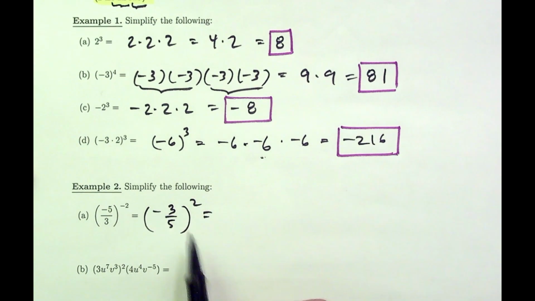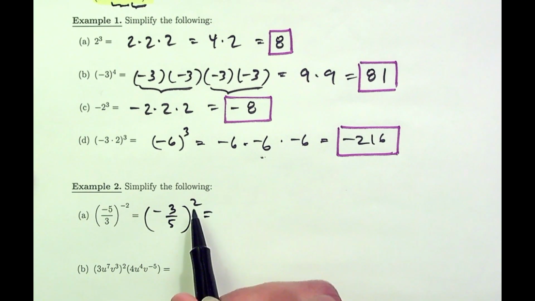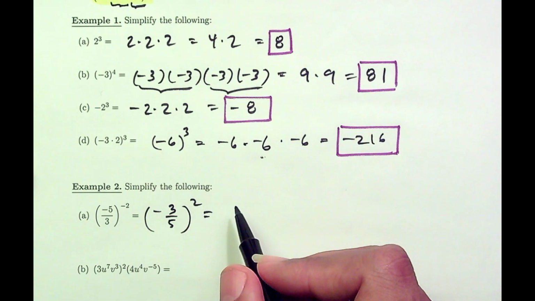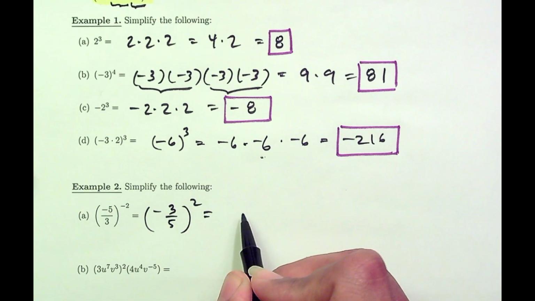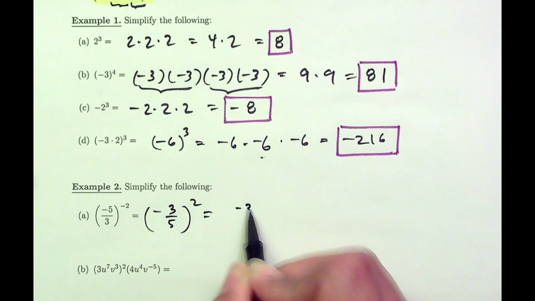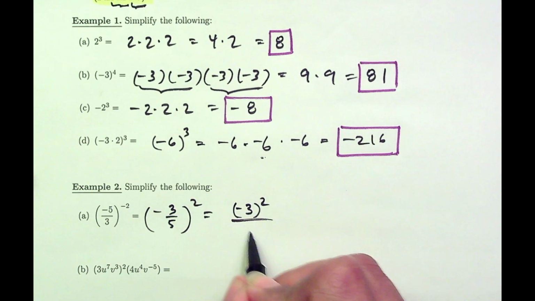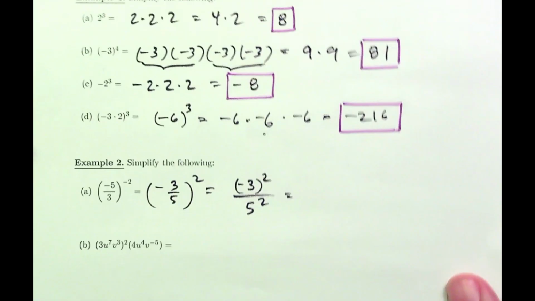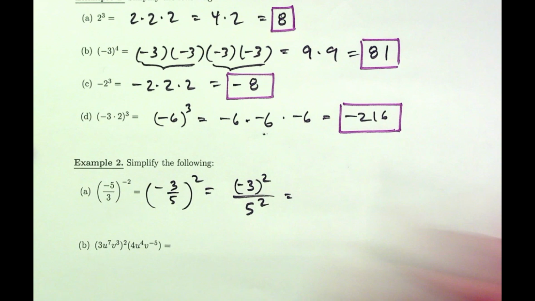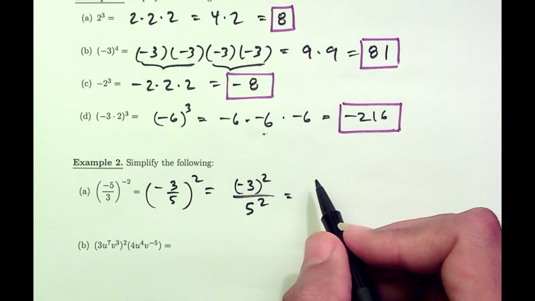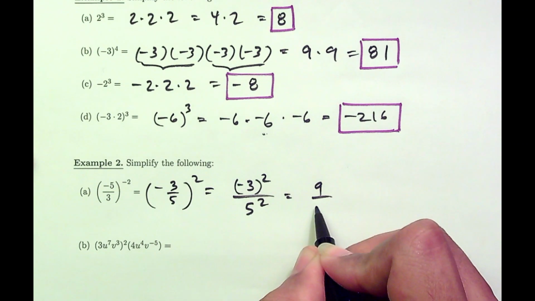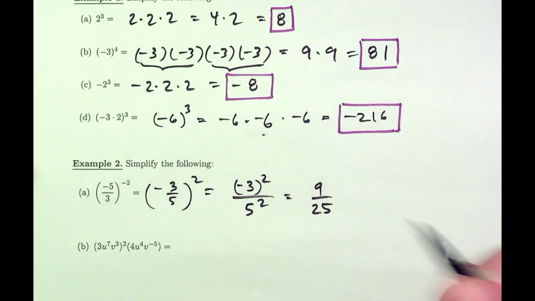So flip, and then the exponent is 2, and now the next property is that you distribute the square, so the top gets the square, and the bottom gets the square. Now, negative 3 squared is negative 3 times negative 3, which is positive 9. And then 5 squared is 5 times 5, which is 25.